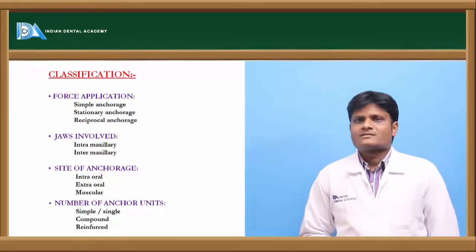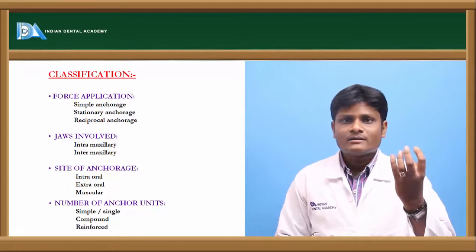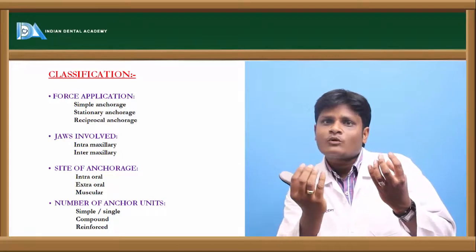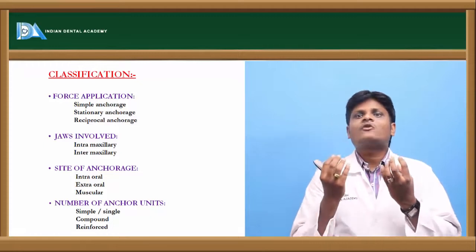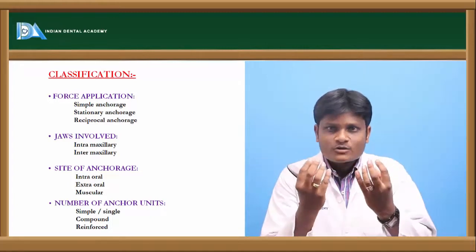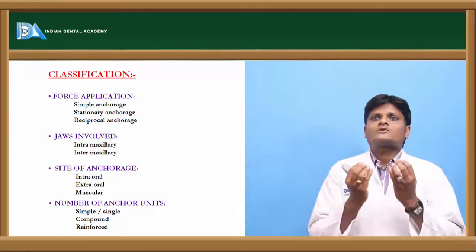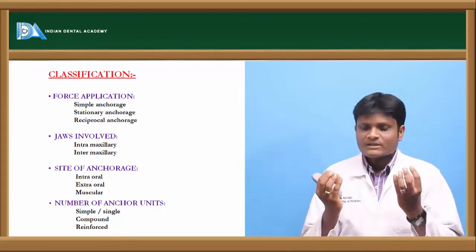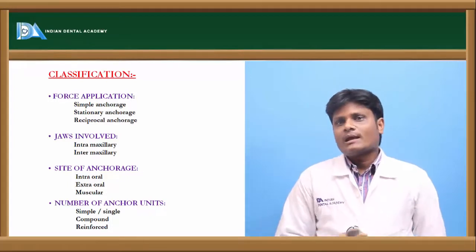What is reciprocal anchorage? Reciprocal anchorage is where we are taking support from an anchor unit in order to move a tooth, and in turn the tooth that is being moved also acts as an anchor unit to move the other tooth. That means we are applying forces between two teeth or two groups of teeth wherein both move towards each other in order to close a space or open up a space, whatever it is. Here we have two groups of teeth and both groups will be moving towards each other. This is called reciprocal anchorage.